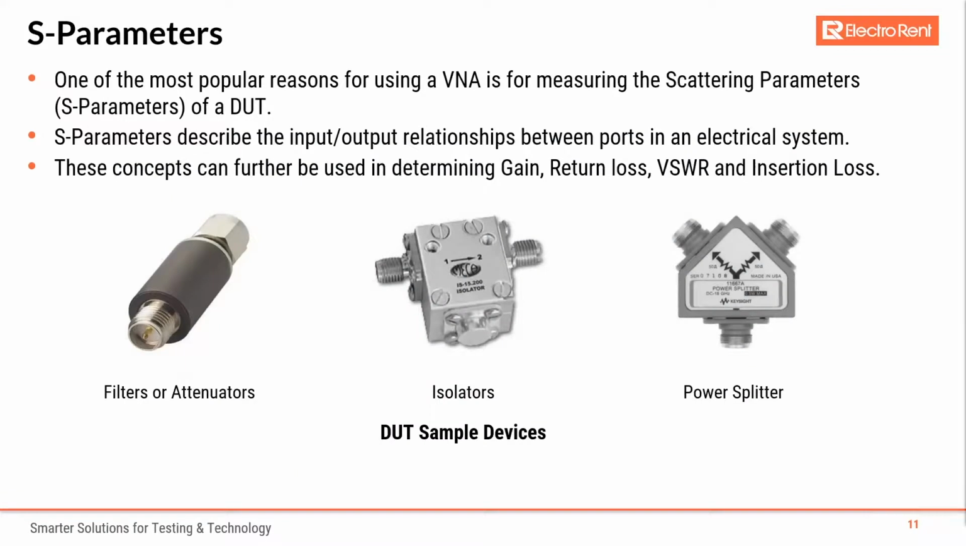S parameters, commonly known as scattering parameters, are probably one of the most popular reasons why a vector network analyzer is used. S parameters help describe the input and output relationships between the ports in an electrical system. From this, you can gather gain measurements or loss measurements, return loss, VSWR, and insertion loss. A few examples of devices that are used to measure S parameters are some passive examples that we've listed here, such as filters or attenuators, power splitters, and isolators.